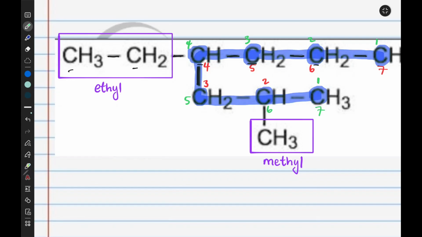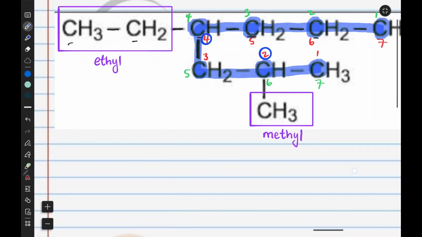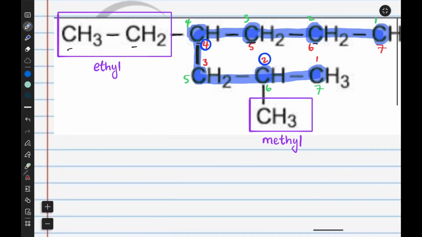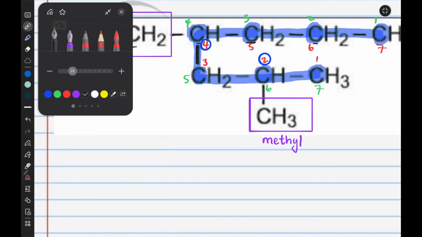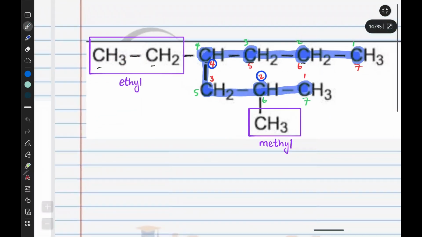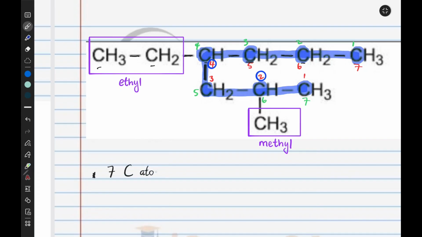So my numbers will be this one and that one for my alkyl groups. So what that means is, in my parent chain, 1, 2, 3, 4, 5, 6, 7, I have 7 carbon atoms in my main chain.